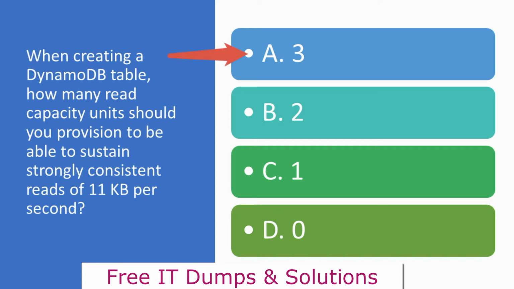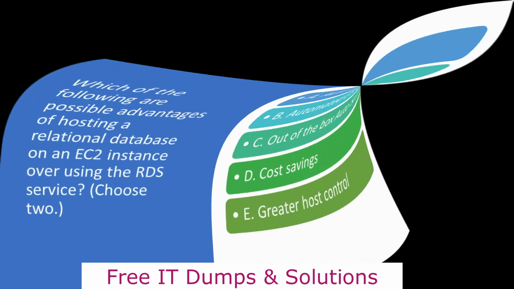3. A single strongly consistent read of an item up to 4 kilobytes consumes 1 read capacity unit. Hence, reading 11 kilobytes of data per second using strongly consistent reads would consume 3 read capacity units. Let's talk about the next question.